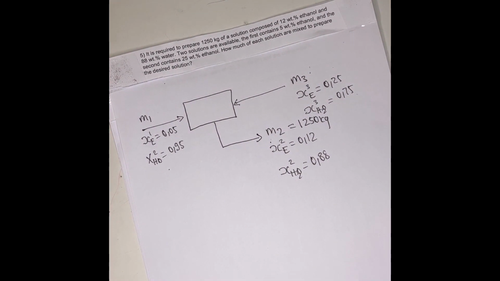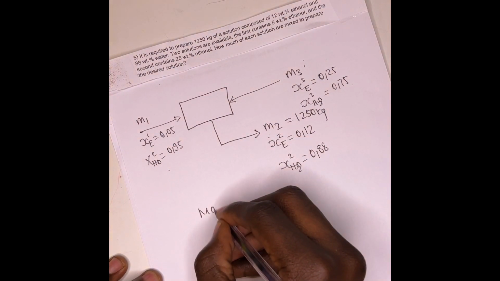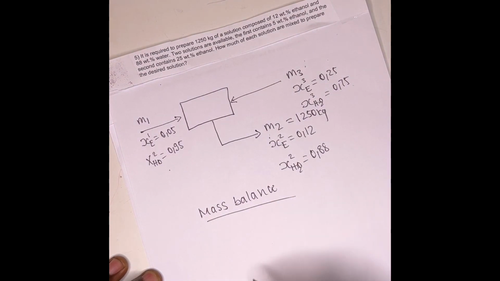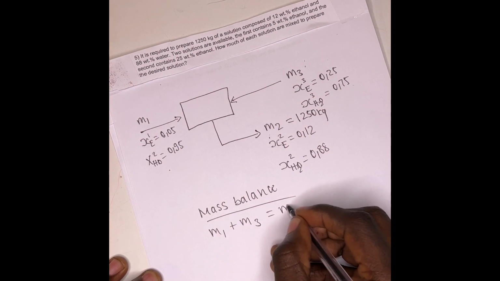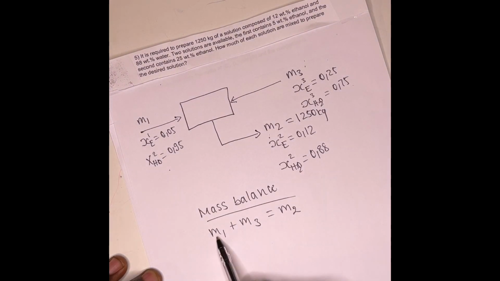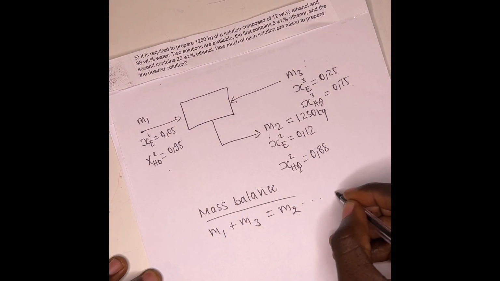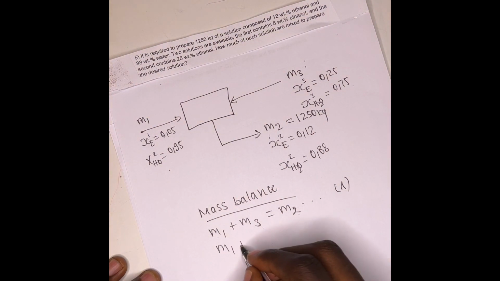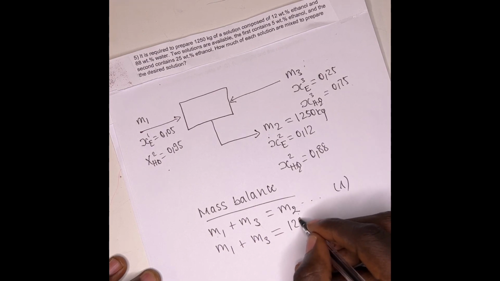Now guys, what will you do? The same thing we usually do. After the diagram, we need what? Mass balance. Well done. So now for the mass balance, you're going to say M1 plus M3 is just M2, because this one and this one are going in the same direction, and this one is going in another direction, it's going out. So you can call this equation 1. And from here, we know M1, we don't know the value, plus M3, we don't know, equals M2, we know the value is 1250.